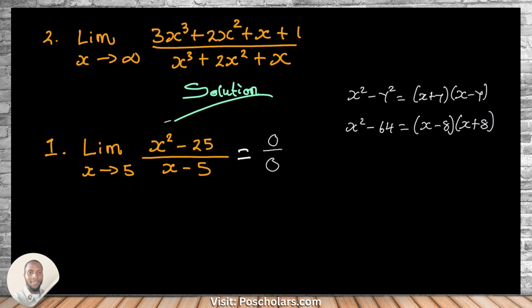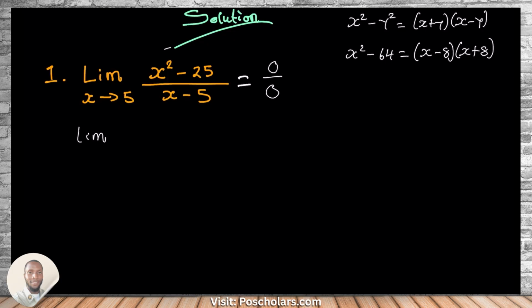So let's continue. Then we have the limit of the function as x tends to 5. Like I said, this is a difference of two squares. So you tell me now, what will be the other form for this difference of two squares? It's supposed to be x minus 5 times x plus 5. Then the denominator remains x minus 5. Now x minus 5 cancels x minus 5, and what's left? We are left with x plus 5.